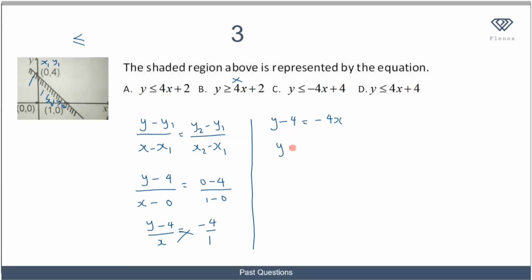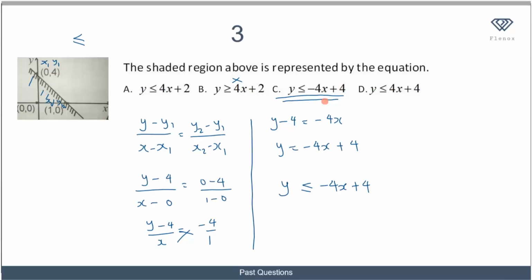So we have to make y the subject of the formula. So what do we have? We have y is equal to minus 4x plus 4. So now we already have it in this form. And as we've noted before, since the region below the line is shaded, it indicates that the symbol that should be there should be what? Less than or equal to. So we can replace this equal to sign with less than or equal to. So this now becomes y is less than or equal to minus 4x plus 4. And that corresponds to what? Option C. So the correct answer to this question is what? Is C.